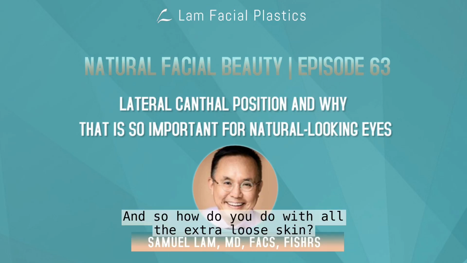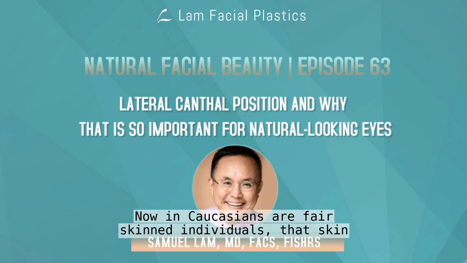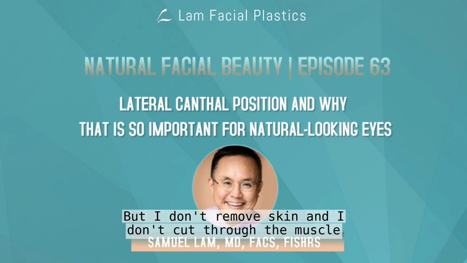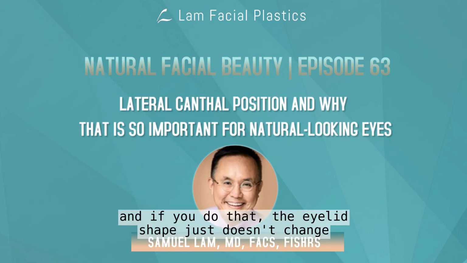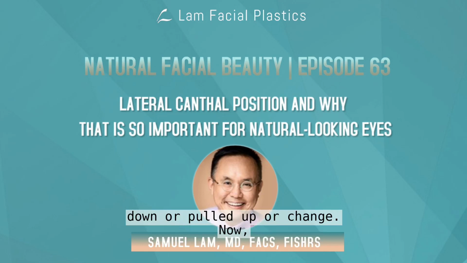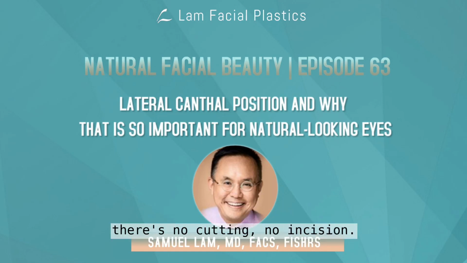And so how do you do it with all the extra loose skin? What's interesting is oftentimes that skin just tightens back up. Now in Caucasians or fairer skinned individuals, that skin can be a bit crepey and loose. I'll just do a light laser, that'll tighten up, but I don't remove skin and I don't cut through the muscle. And if you do that, the eyelid shape just doesn't change whatsoever. I've never in 20 years had an eyelid position be over pulled down or pulled up or changed. Now, it's particularly appealing for African Americans or very, very dark-skinned patients to say, look, there's no scar, there's no cutting, no incision.